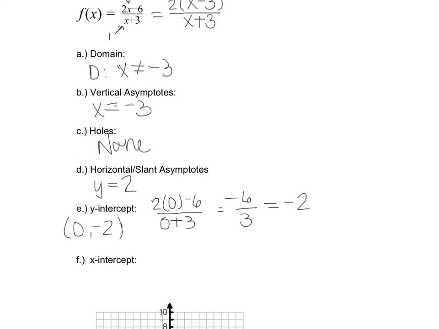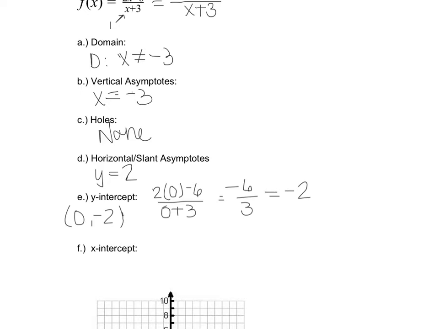Our x-intercept is the value for x we get when y is 0. So this time we're going to set our equation equal to 0. We have 0 equals 2x minus 6 over x plus 3, and now we're going to solve for x. My first step is to multiply both sides by x plus 3. When I do 0 times x plus 3, I'm left with 0.